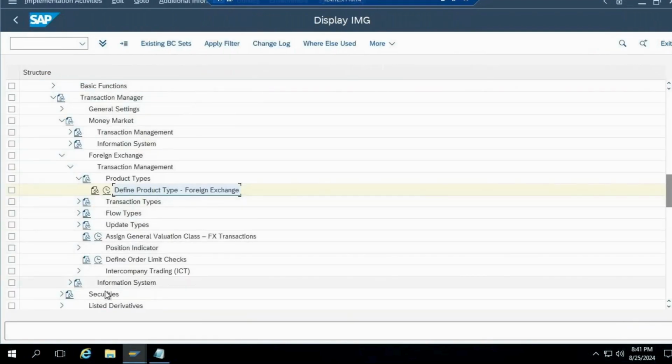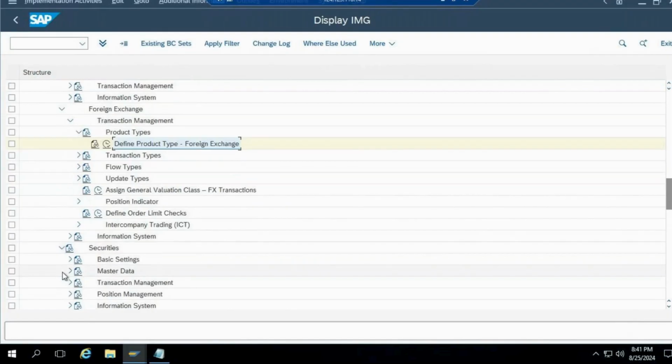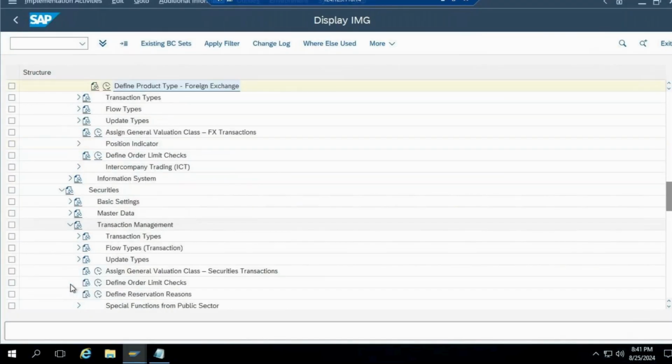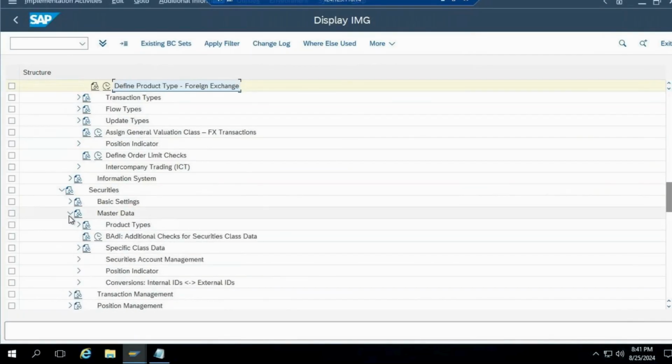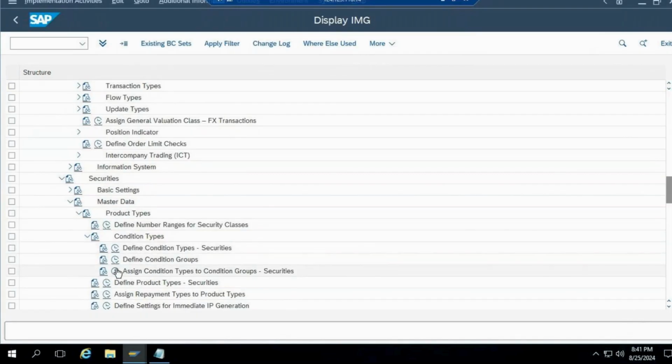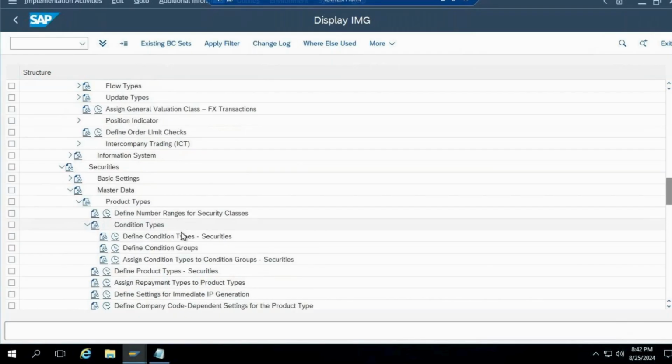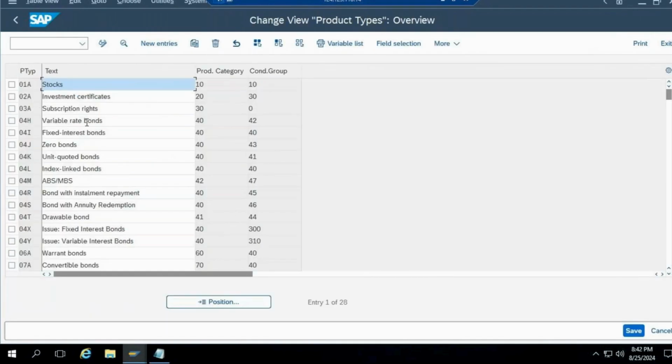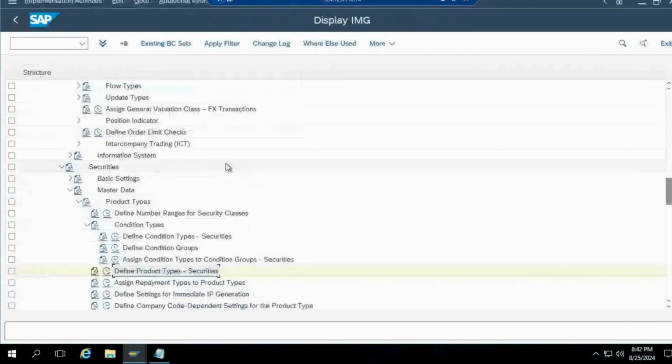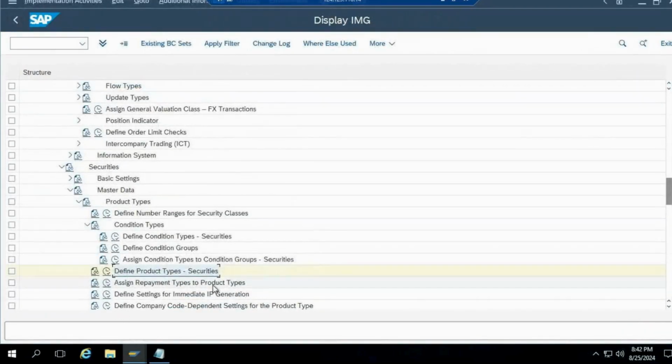Like that, if you go to the securities module, you can see there are, under transaction manager, not here, master data, product type. One minute, yeah, define product type. You can see there are different product types. The product type is nothing but various financial instruments. The financial instruments in SAP's term are called the product type.